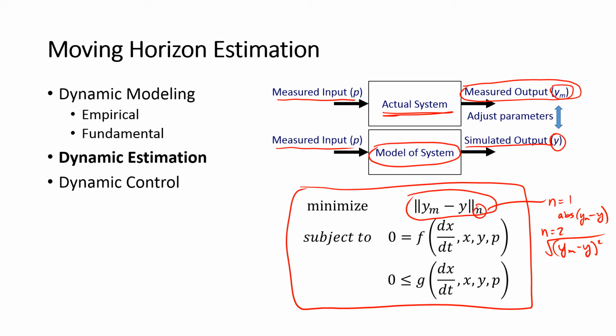So every point in the horizon, we're going to take that difference between the model and measured value and square it, and then take the square root. A lot of times we also just do ym minus y squared. Okay, so for a squared error, if it's n equals infinity, that's the infinity norm, and that is to minimize the max of ym minus y. Okay, so we want to minimize whatever point along the horizon has a maximum deviation. We want to minimize that.